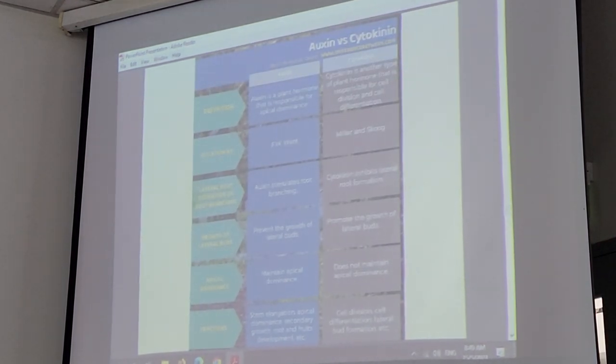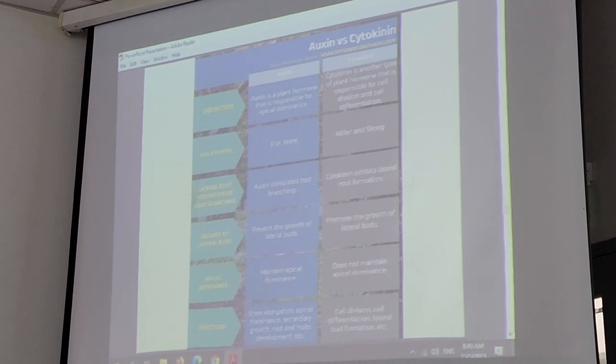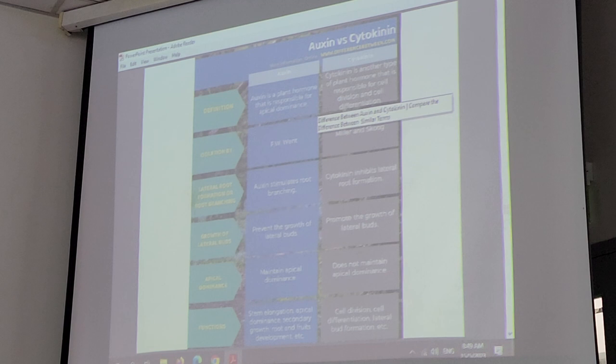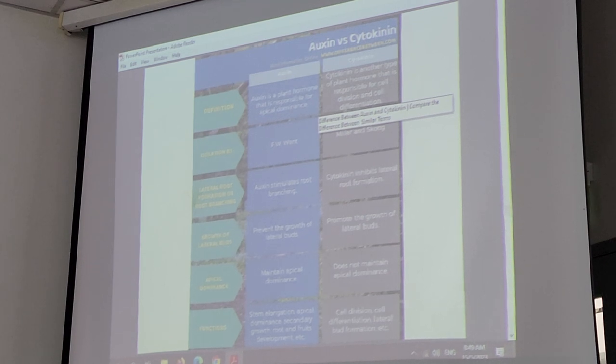Oh, I found it on the internet some time ago. Apalah, you can read this kemudian, okay? This is to help you with the summary.